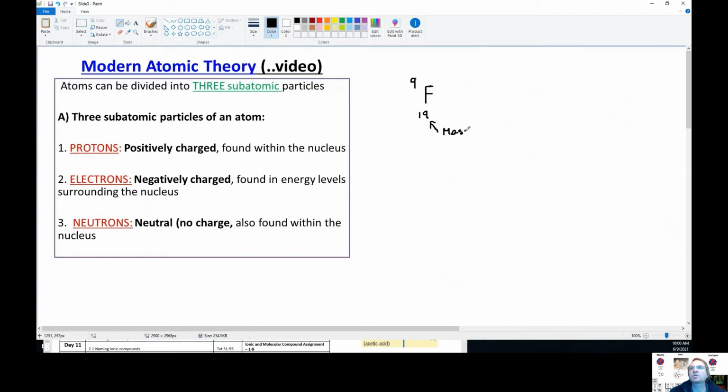And of course, neutrons plus protons gives you the mass. And the number 9 here is the proton number, or we call it the atomic number. I like to call it the proton number. This is your number of protons.